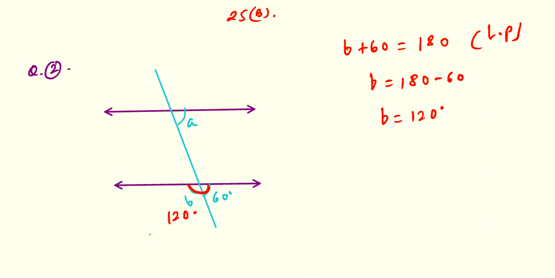Clear? Now we have to find the value of A. As you can see, this A and this angle 60 degree, both are on the same side, and one more thing is common. A is interior and 60 is exterior. So simply if they are on the same side, that means they are corresponding angle. So value of A will be equals to 60 degree. The reason is corresponding angle. So like this you have to solve question number 2.